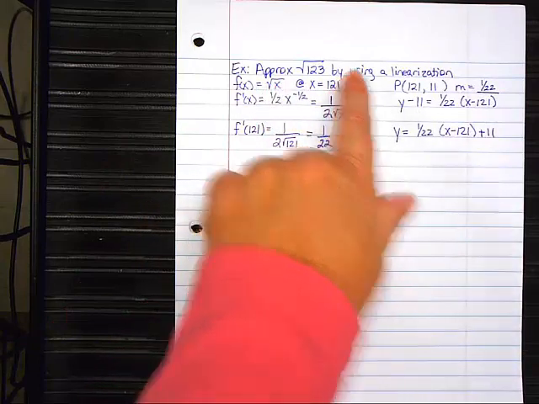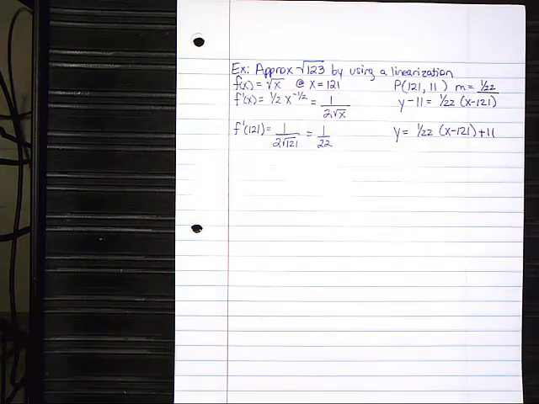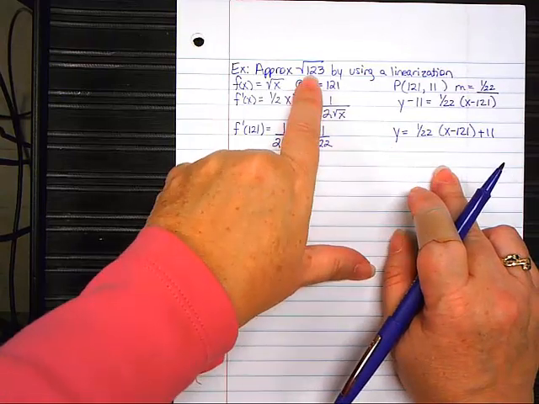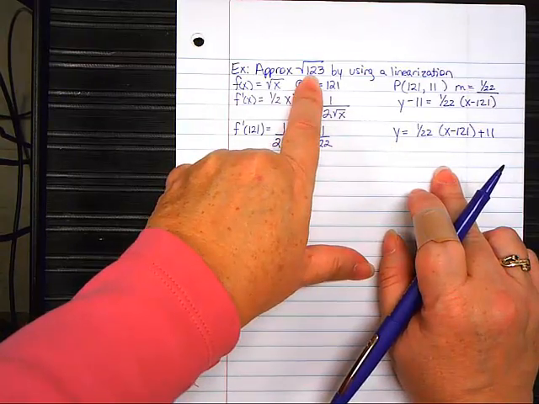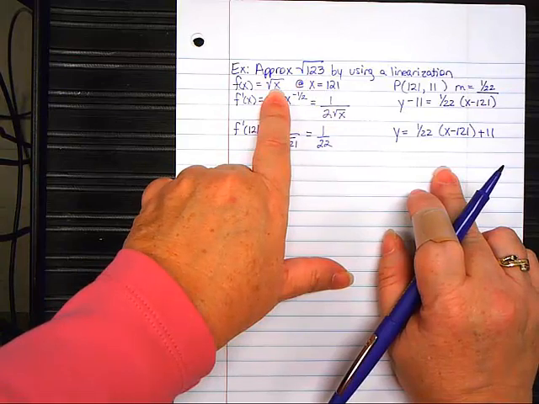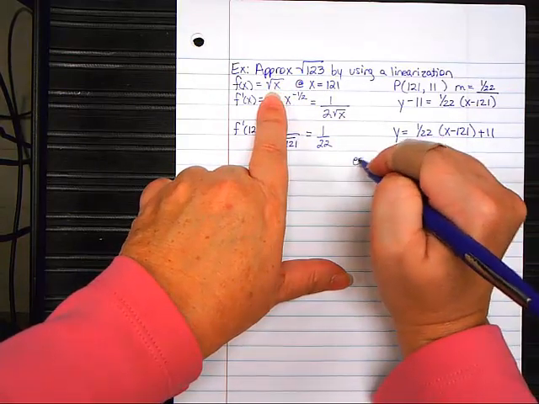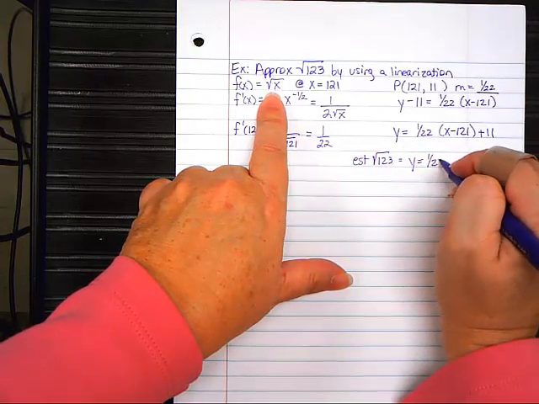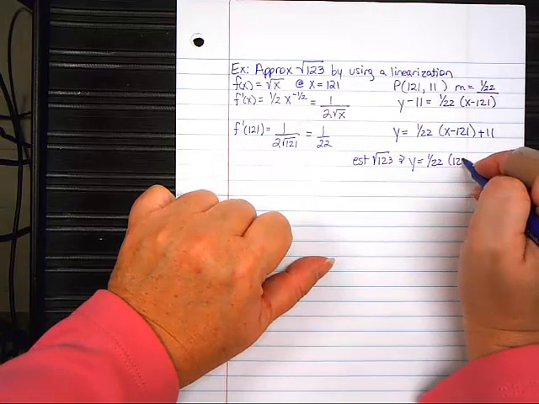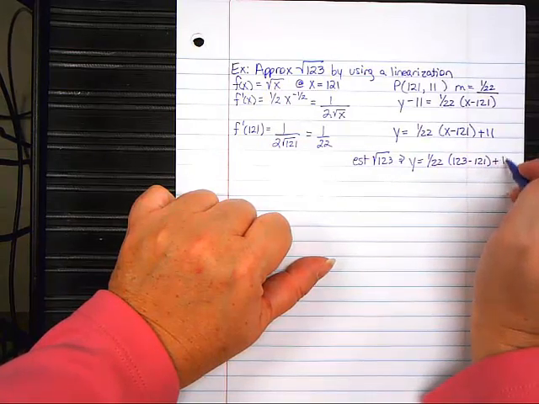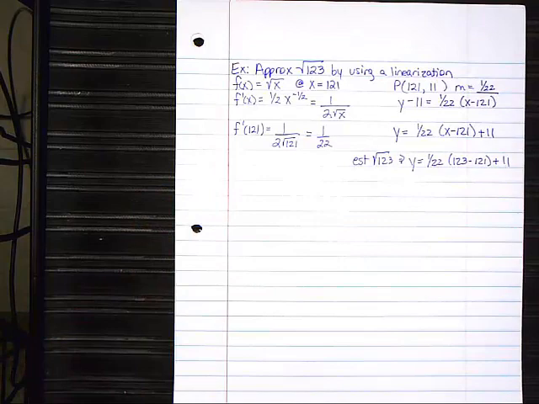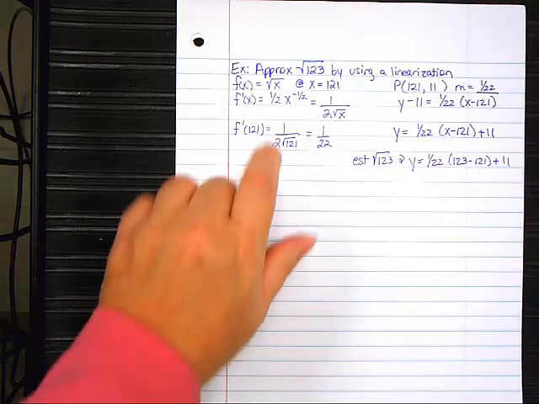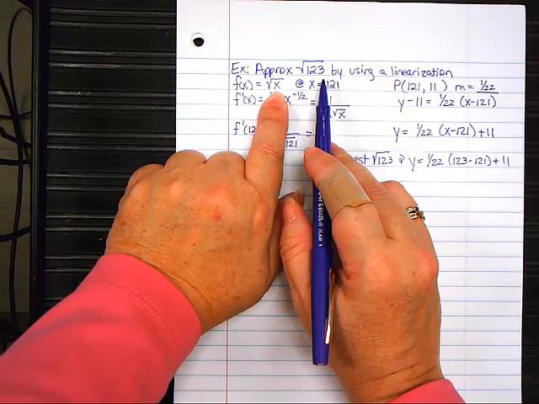So if I zoom that curve in at that point, that's the line I would get. And it's almost flat because the slope is 1 over 22, up 1 and over 22. I can now use this to estimate the square root of 123 because 123 is x. So to estimate the square root of 123, I get y equals 1 over 22 times 123 minus 121, plus 11. You substitute 123 in for x.